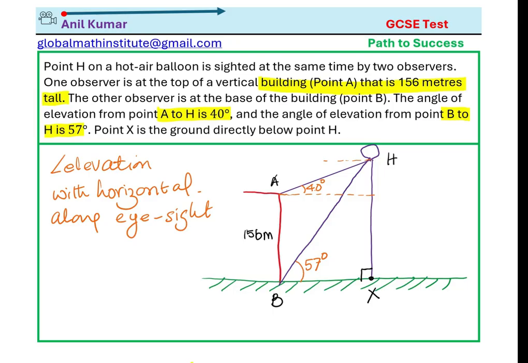We can now solve it. Right. So we have to find this angle. That is one thing we have to find. And the second thing which we have to find is, let me write down what we need to find. Angle AHB.